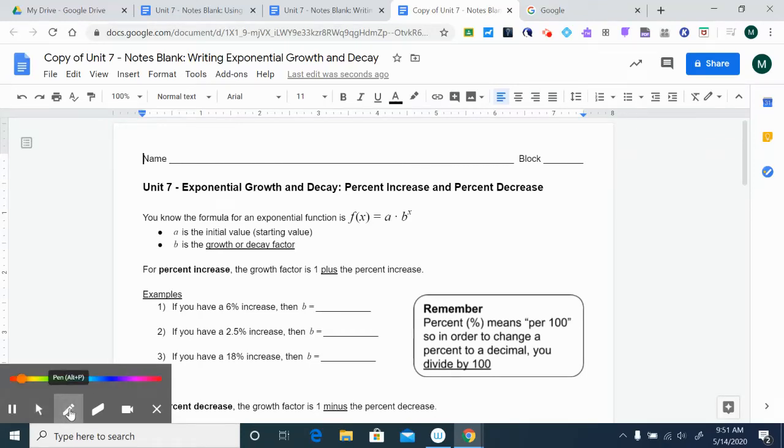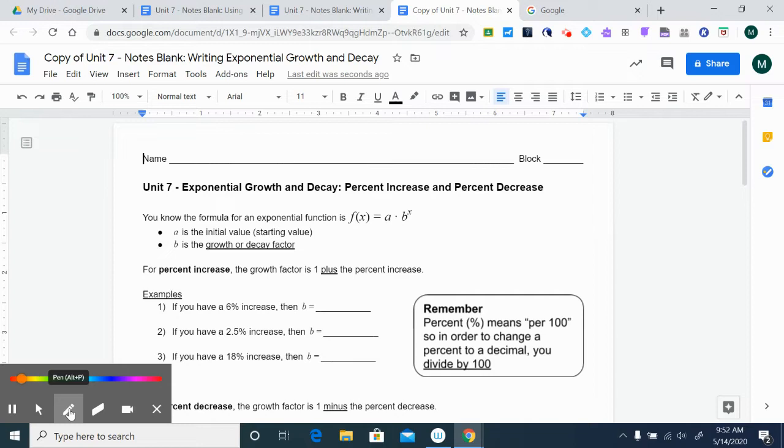Hey, ladies and gentlemen, today we're going to talk about writing equations given a situation, like from a word problem. So here are some of the notes we're going to go through. With this video, there will also be a copy of the filled-in notes for you as well, so that you can have a copy of those if you need them.